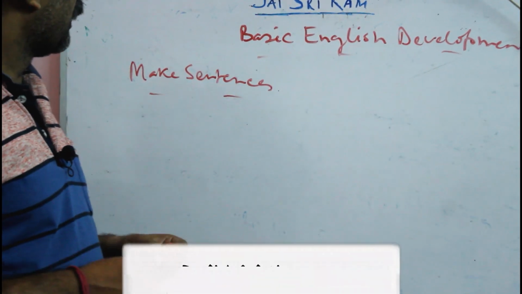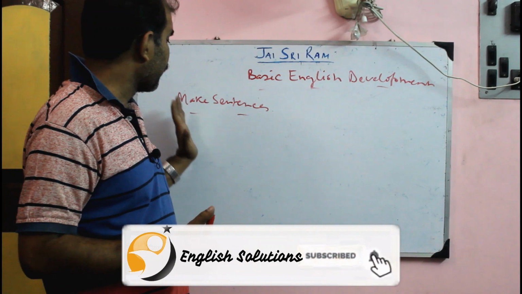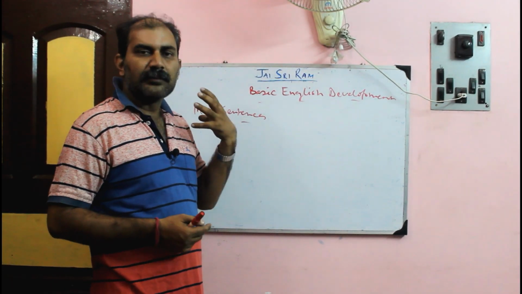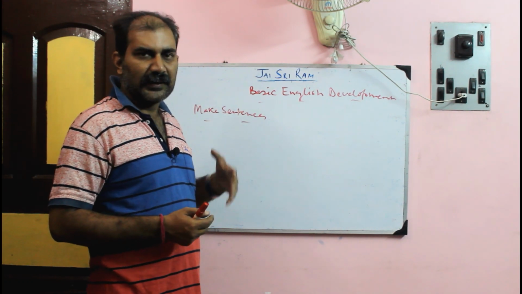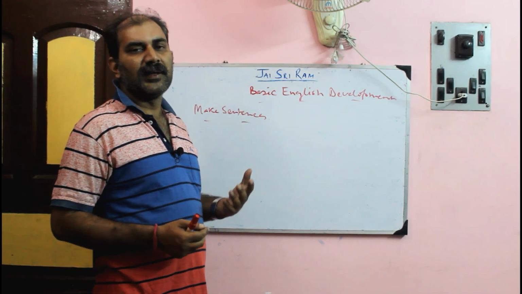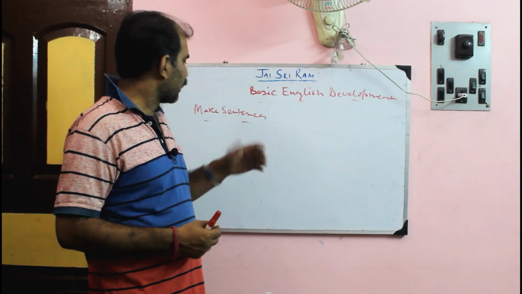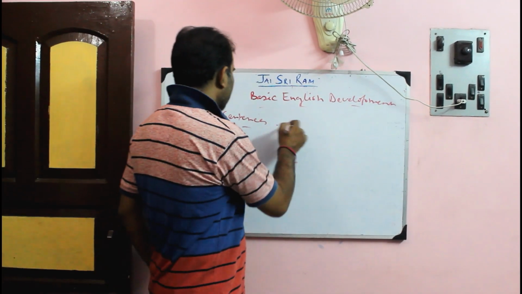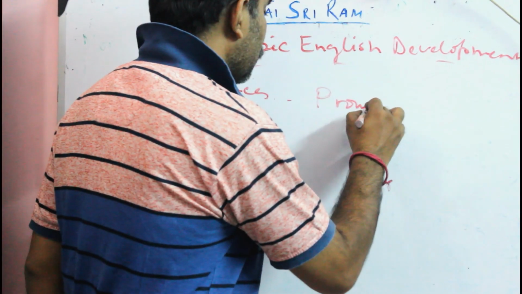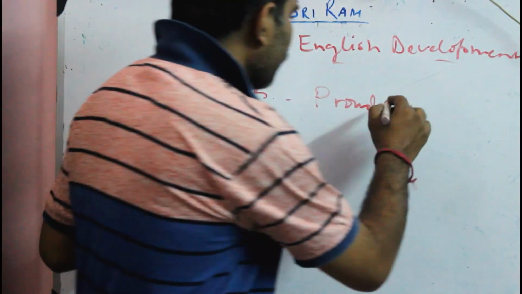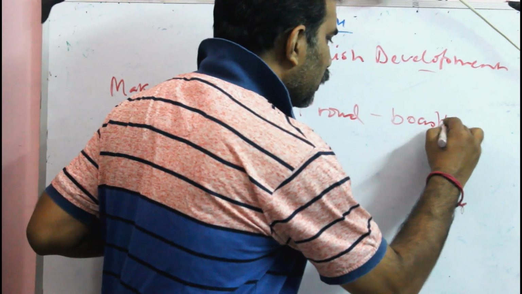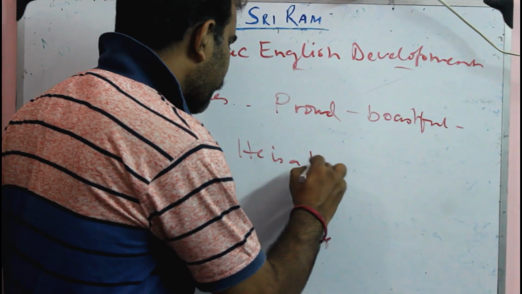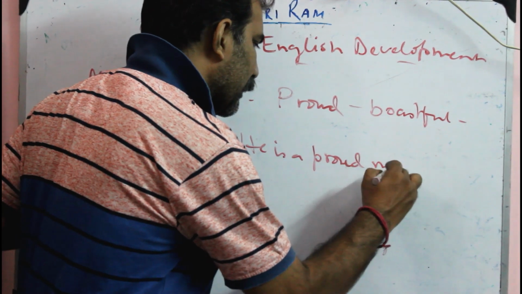Most of you will think, why am I discussing this, because all of you probably know make sentences. But today I am discussing some varieties of make sentences that will help you to develop your writing capability, your creative capability and also your spoken capability. Friends, what we normally do is that we write a word, suppose the word is proud, and we write the meaning, boastful, and then we make a sentence like: he is a proud man.